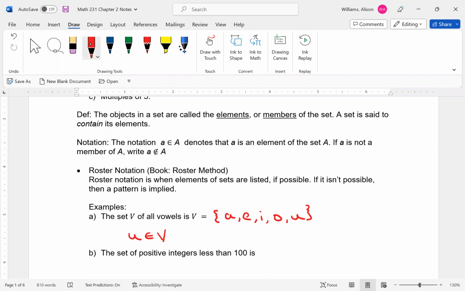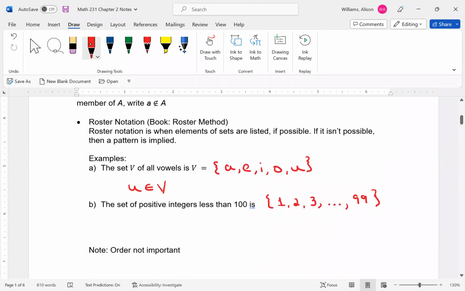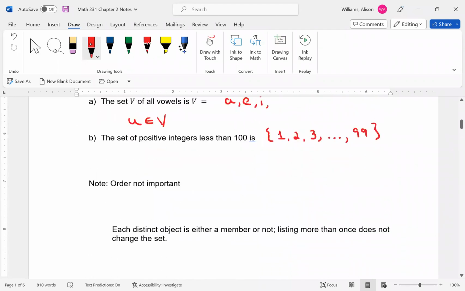The set of positive integers less than 100. Okay, so I'm going to start listing those out: 1, 2, 3, but I don't really want to list out all of the numbers until I hit 99, right? 99 would be the last one that's less than 100. So I'm going to go ahead and use the ellipsis to imply that the pattern is going to continue until we hit the number 99 and then we end. And they do call the ellipsis something special, I believe it's called ellipsoid. I don't think I made a note of that. That's all right.